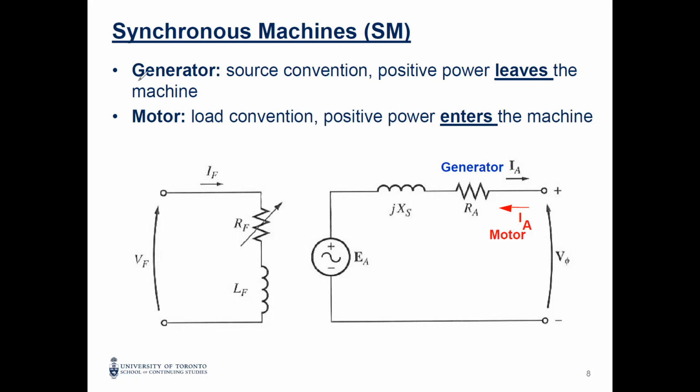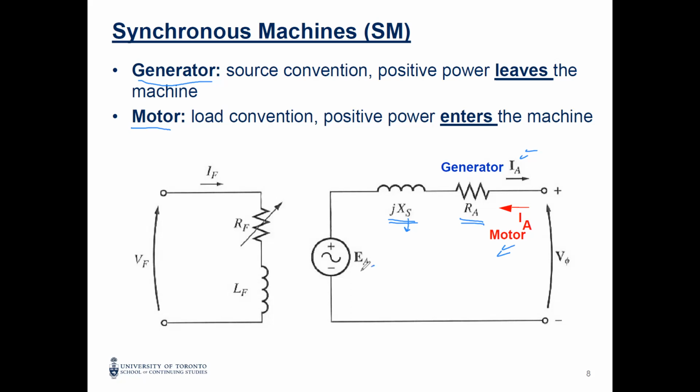This is a generator or motor, the synchronous machine. For the generator, this is the direction of the current. If it's a motor, this is the direction of the current. You have armature resistance, similar to the DC machine. But you have something here called jXS. Now I cannot ignore this reactance. Now we will have reactance. S is for synchronous, so XS is the synchronous reactance.